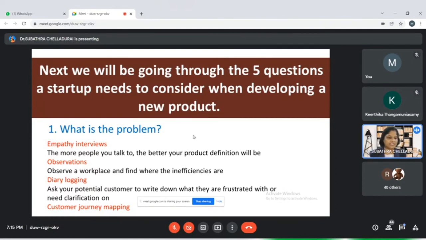By observations. You can find out by watching, at the workplace, on the street or at home, everywhere, wherever you get the opportunity. Or through empathy interviews, like asking whether it would be good if it were like this, or talking to people: what do you think would help solve this? Just interacting with people. So empathy interviews, diary loggings, and customer journey mapping.